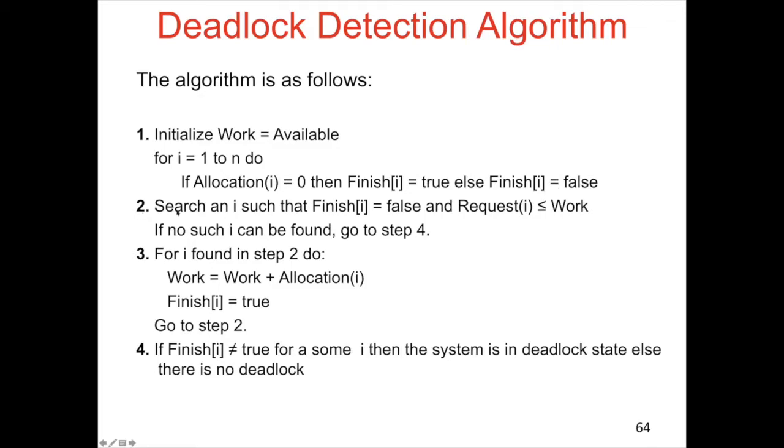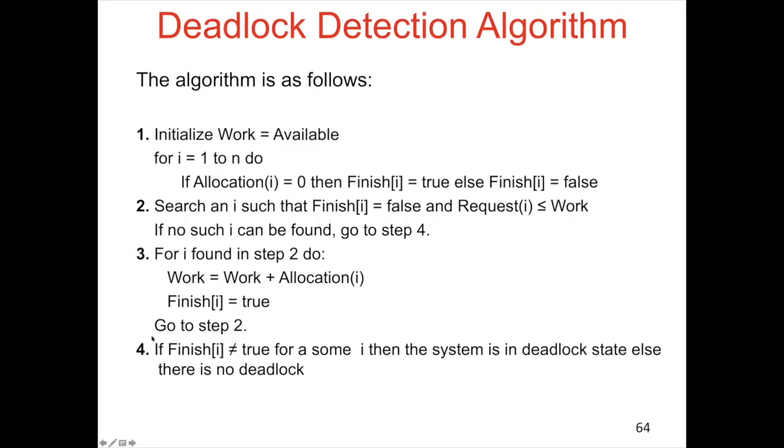Step 2. Search for an i such that finish i is false, meaning it is not found to terminate yet, and request i is less than or equal to work. If no such i can be found, go to step 4. Step 3. For the i found in step 2, do work equals work plus allocation i, finish i is true, and go to step 2.